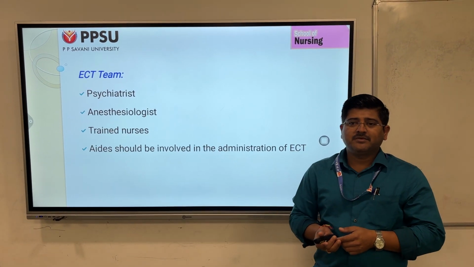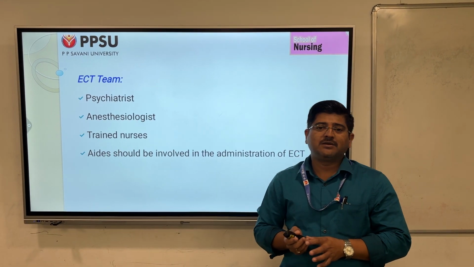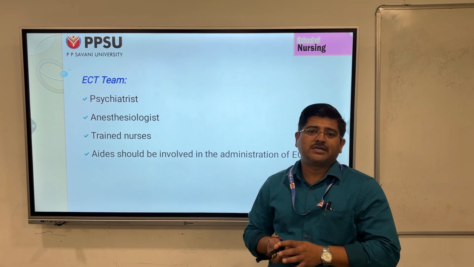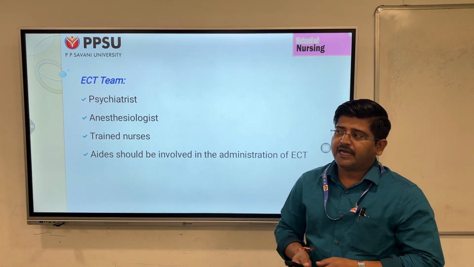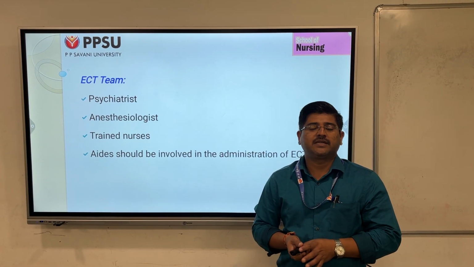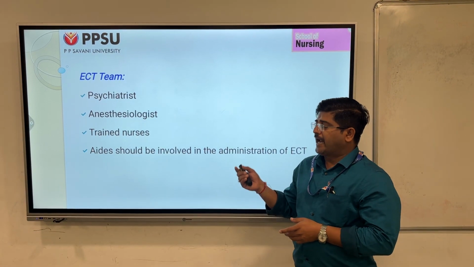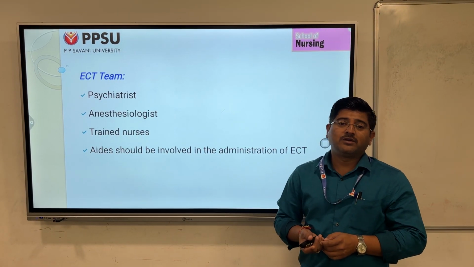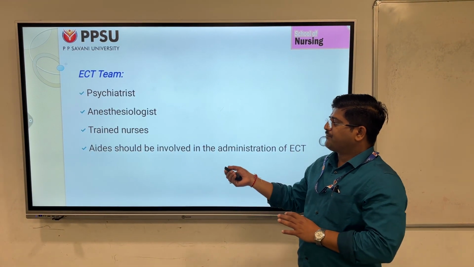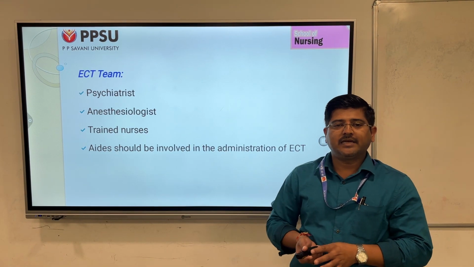Coming to the ECT team. The team members of the ECT include, first, the psychiatrist, who has a major important role. Under the guidance and surveillance of the psychiatrist only, the ECT is given. Next is the anesthesiologist. As we are now currently using a modified type of ECT, anesthetic agents are administered to the patient, so anesthesia is important. Then the trained nurses, because the majority of the roles in ECT are taken by the trained nurses, so they are important. Apart from that, some aides who are necessary for helping the ECT team can be included in the ECT team.